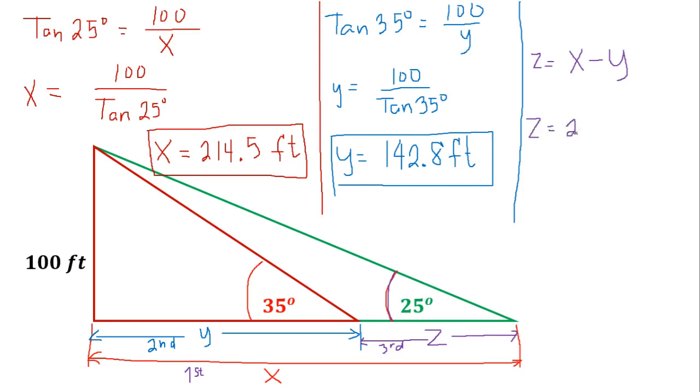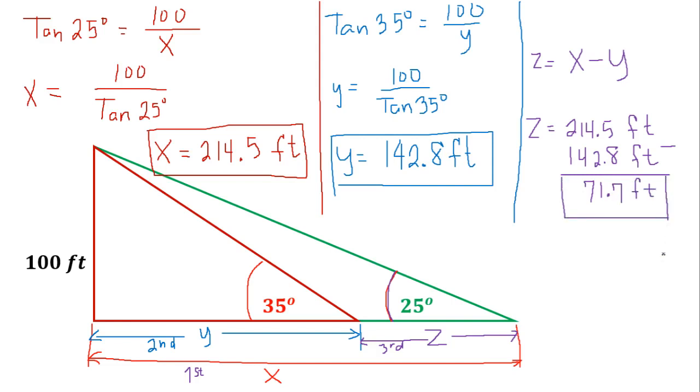Our x is 214.5 feet. I don't have enough space, so I'm going to write it down here. 142.8 feet. The subtraction, and the answer is 71.7 feet. So this is the length of the barge.